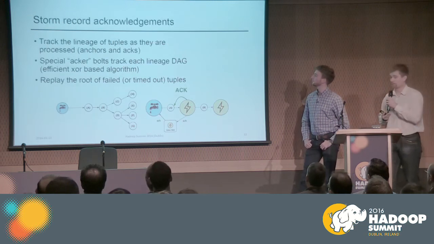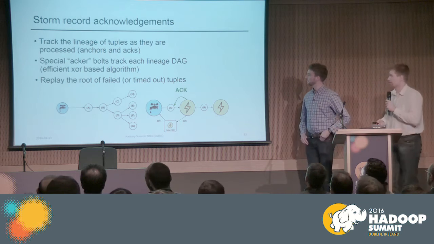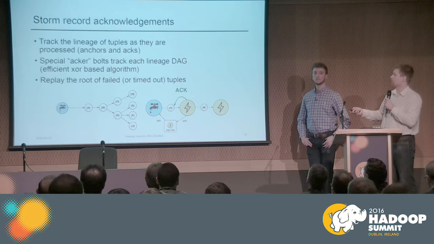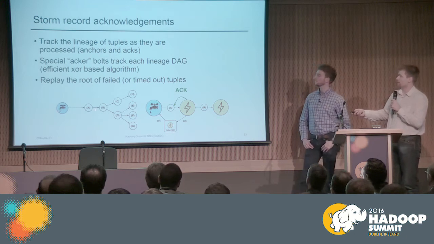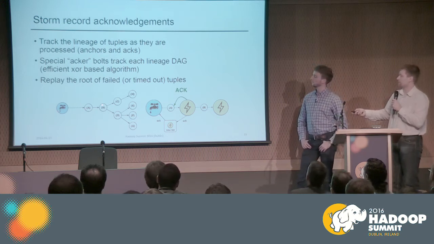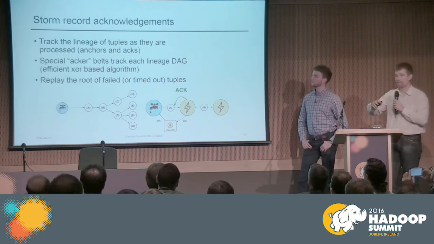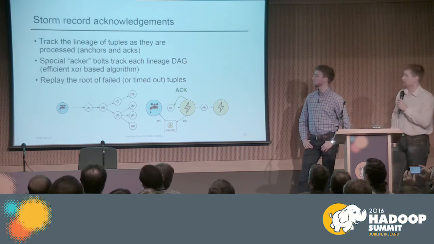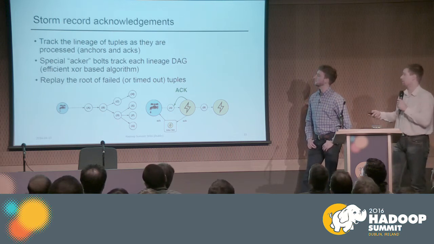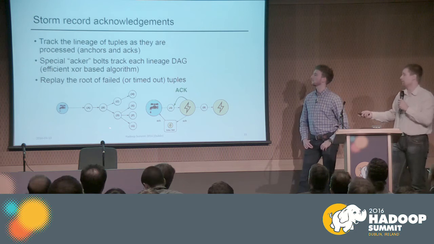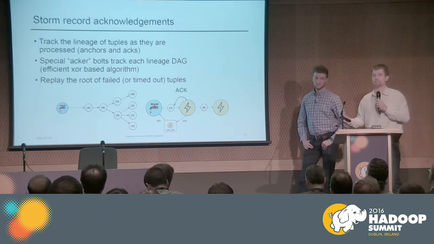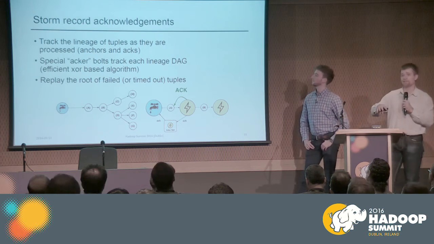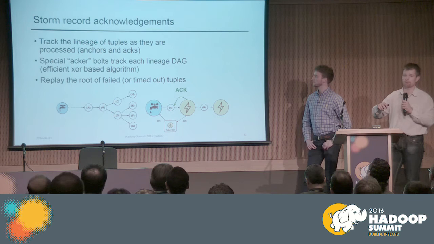So one of the first solutions was Storm's record acknowledgement system, where practically the idea is that you track the way the tuples descend through a topology. You track where they actually are and what tuples they have triggered. The algorithm is quite clever in the sense that the space it requires is not linear with the size of your topology, but constant, because it uses a probabilistic algorithm. So that's the basic at-least-once solution behind the tuples in Storm.